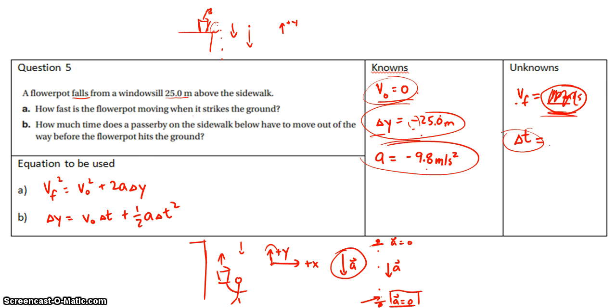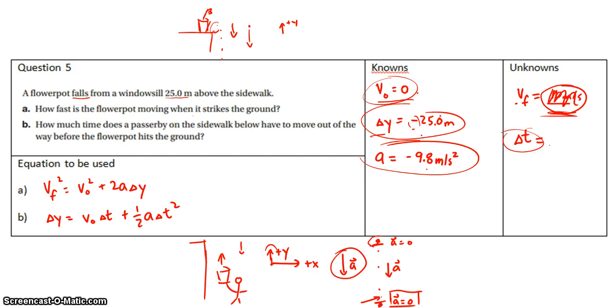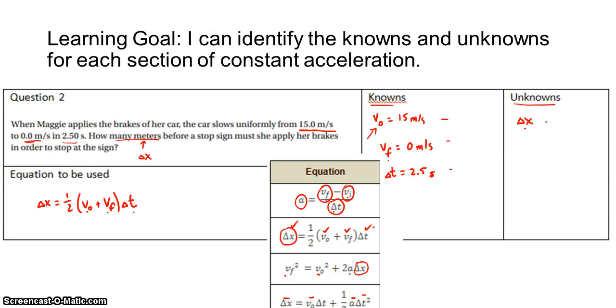So remember, these equations only work for sections of constant acceleration, right? So from right when this flower pot leaves the windowsill to right before it hits the ground. Once it hits the ground and my velocity is 0, these equations will not work. We can't mix two sections of acceleration. Cool. I hope this helped you identify knowns and unknowns for each section of constant acceleration.